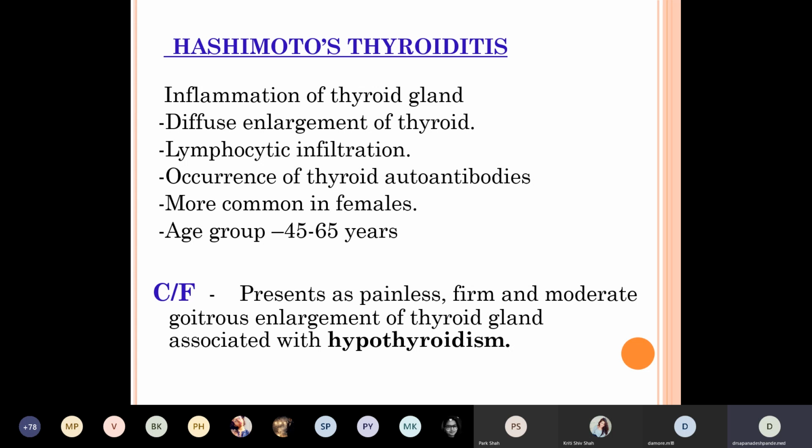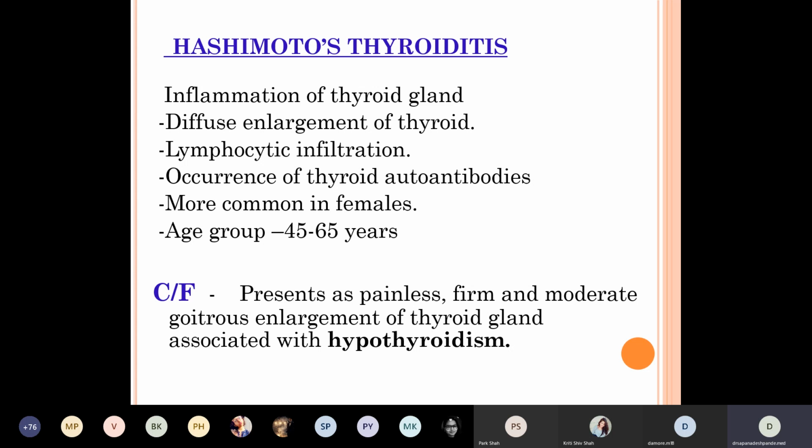So what will be there? There will be diffuse enlargement. Okay, there will be no nodularity or multinodularity. There will be diffuse enlargement, and it is an autoimmune disease. Okay, what is an autoimmune disease? Antibodies are produced against its own antigens present in the body. So this is an autoimmune disease.